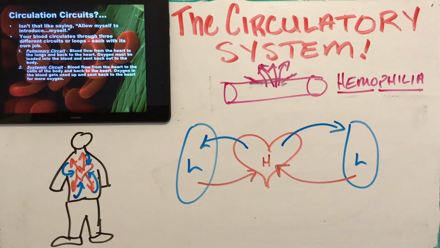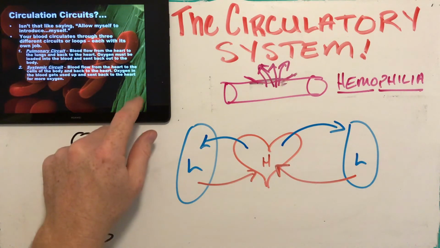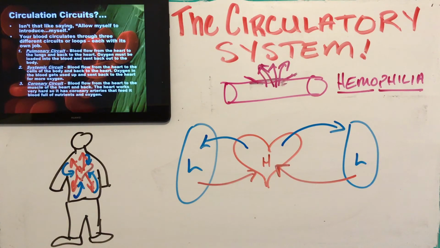Oxygen-rich blood from the heart out to the body. The cells of the body eat up the oxygen, and the oxygen depleted or poor blood comes back to the heart. That's a loop. That's a circuit. It's called the systemic circuit. The last one is the coronary circuit. Now, the coronary circuit is the heart pumping blood to the heart itself.